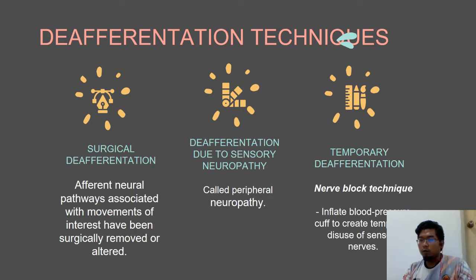So the third one is temporary deafferentation. It's called the nerve block technique, which is to inflate a blood pressure cuff to create a temporary disruption of sensory nerves.